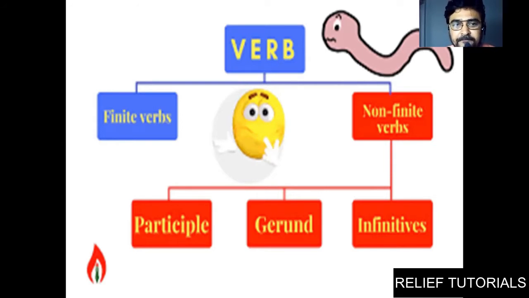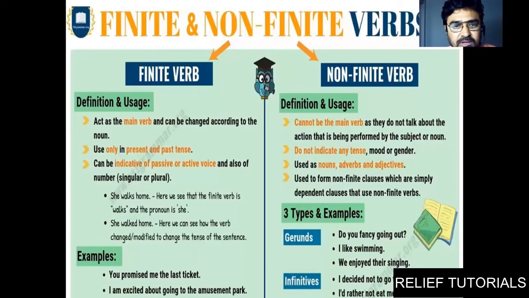Here we have the definition and usages. Definition of finite verb: it acts as the main verb and can be changed according to the noun, obviously. You can see in the second example, "I am excited." Just because the noun or pronoun is I, it is followed by am. If it were he, it would have been is. If it were you, it would have been are. So it changes according to the subject, noun or pronoun.